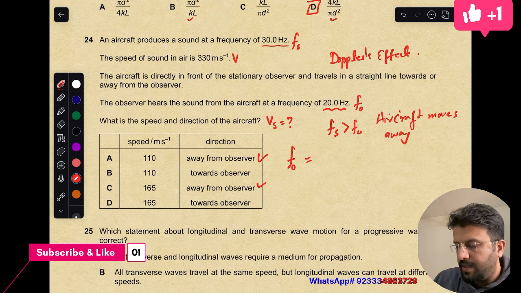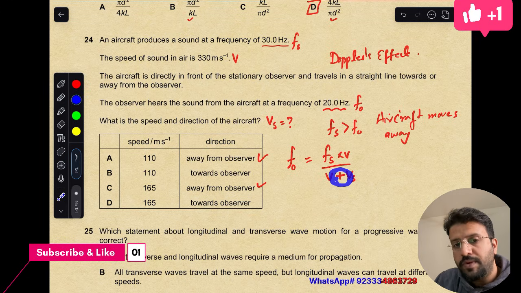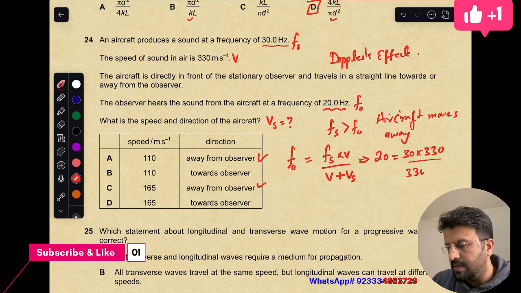The formula that we can use from the Doppler effect is f naught equals fs into V divided by V plus Vs. This is important. Whenever the object is moving away, there comes a positive sign in the denominator, and whenever it is moving towards the observer, there comes a negative sign. So it's moving away, we will put the positive sign. Now you just have to put the values. You will get 20 equals 30 into 330 divided by 330 plus Vs.